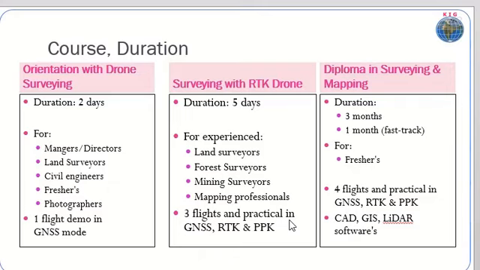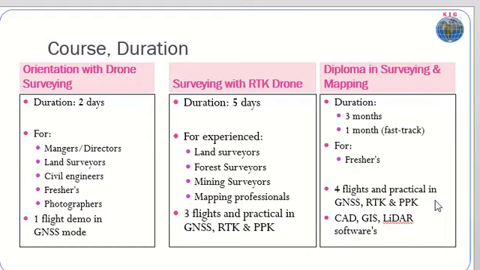There is one more course, Diploma in Drone Surveying and Mapping. This course is designed for freshers, land surveyors and civil engineering students. This course has a 3 months duration and can also be completed in fast-track mode in 1 month. In this course, you will learn from the basics of surveying and mapping fundamentals to the intermediate level. The course completely covers the other 2 course contents.